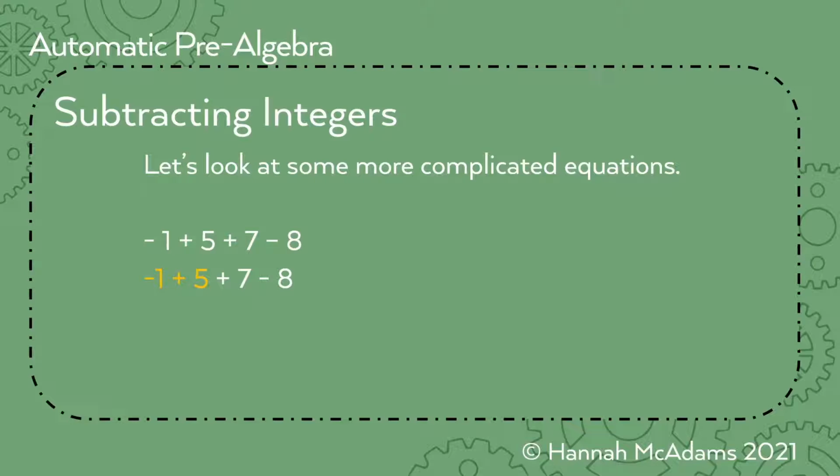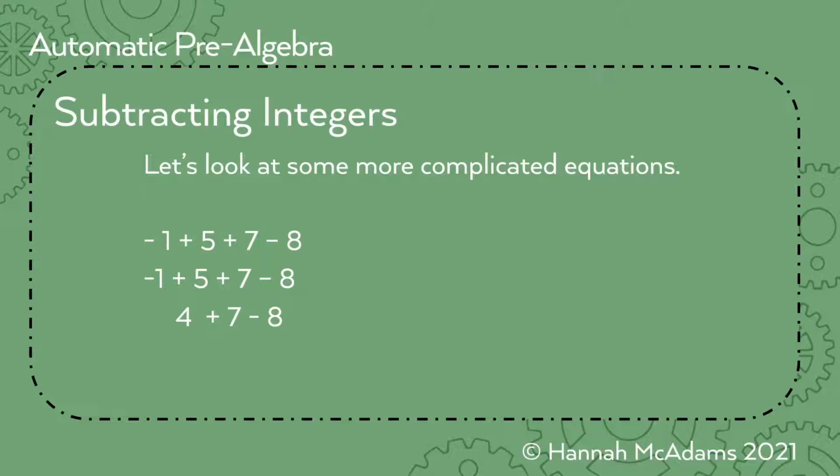Okay, so now we have negative 1 plus 5. So we look at the signs. They are different, so that means subtract. So 5 minus 1 is 4. Okay? Because you just recopy the rest.